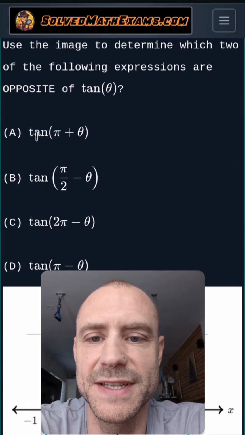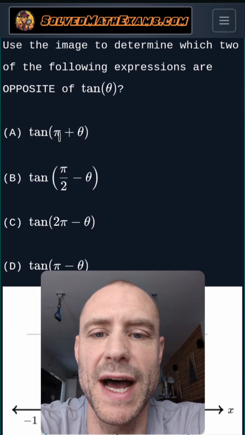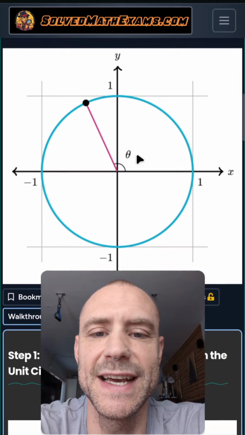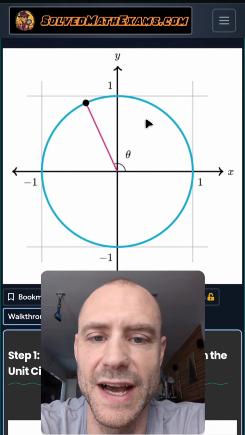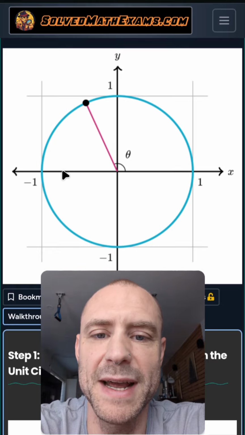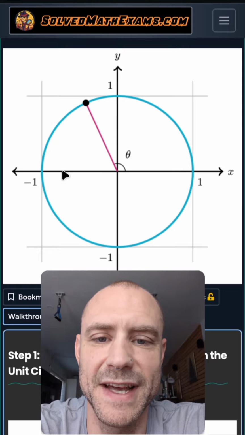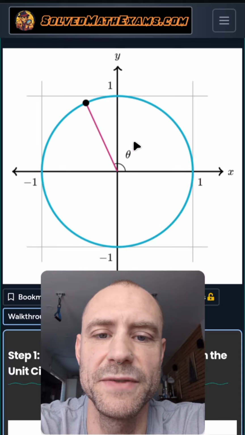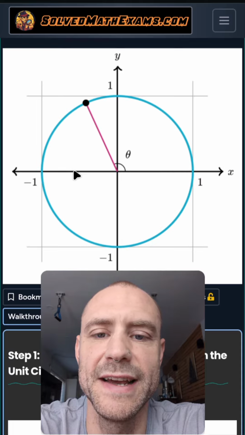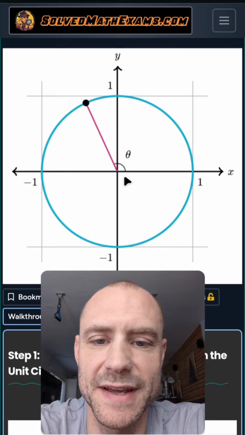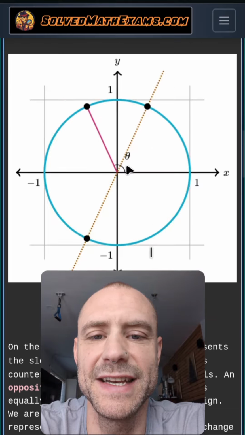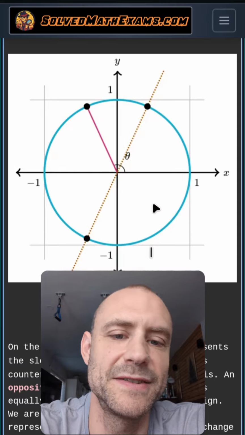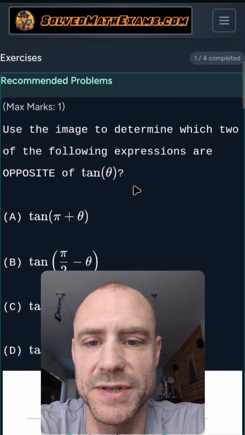So let's go through. Let's start with this. Tan of pi plus theta. All right, so this is theta here, right? Tangent of pi, so it would be the slope of the line that goes all the way here. It's pi plus theta. Remember, theta is more than 90 degrees. So if we do pi, which is 180, then plus theta, we're going to end up here, in this quadrant. There's no way that's going to be the answer because we need it to end up either there or there.